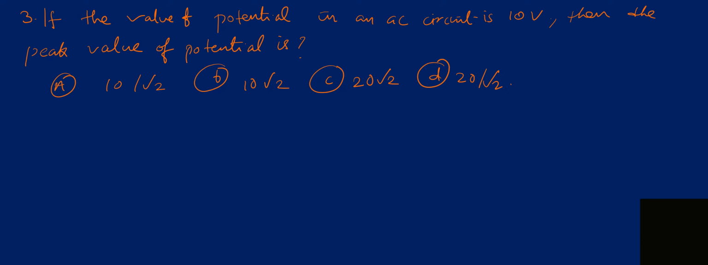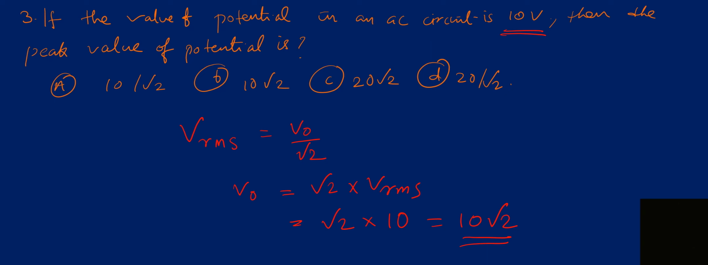If the value of potential in an AC circuit is 10 volt, then the peak value of potential is, options are given. We know the equation for RMS value, VRMS equal to V0 divided by root 2, where V0 is the peak value. So peak value V0 equal to root 2 into VRMS. VRMS value is given, that is 10 volt. Value of potential in an AC circuit, that is VRMS. So we'll get 10 root 2. Option B is the correct one.